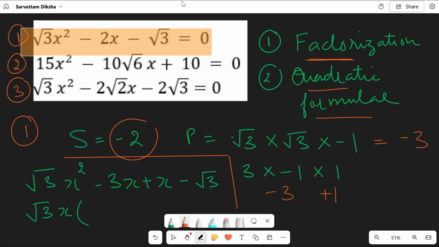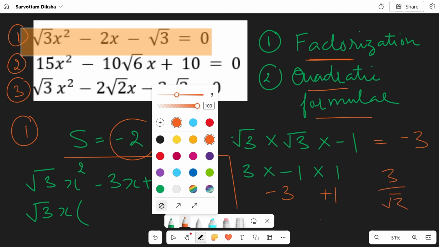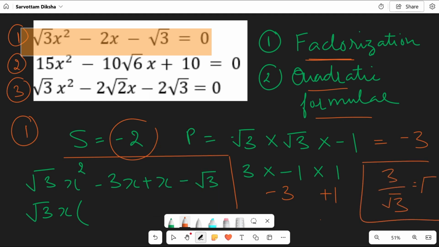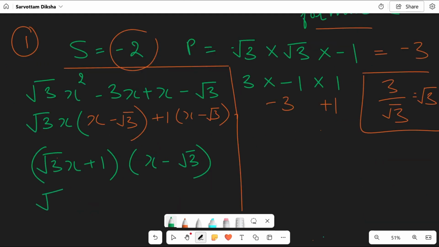Now here when I take root 3x common, what will I get? I know that 3 by root 3 is nothing but root 3 only. So when I take root 3x out, I am left with x minus root 3. And here I will take plus 1 out and x minus root 3. So I have got the two factors. Once I have got the factors, I will equate each factor to 0. We have already discussed this in much detail in polynomials. Each factor I will equate to 0 and my roots are minus 1 by root 3 and root 3. So here my a and c had square roots.